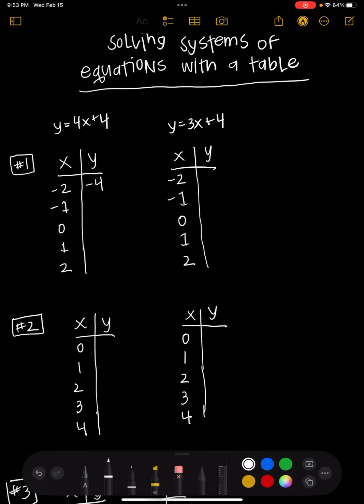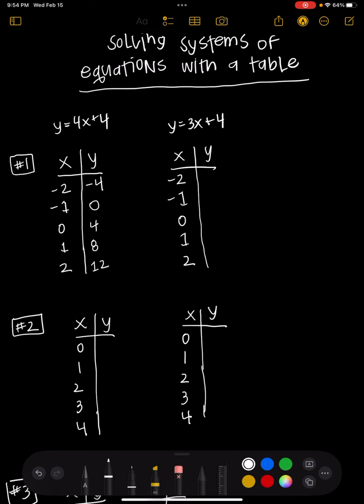Now I'm going to do it with negative 1. So 4 times negative 1 plus 4 gives me 0. Now I'm going to do it with 0. 4 times 0 plus 4 would give me 4. Now we'll do it with 1. 4 times 1 plus 4 gives me 8. And then 4 times 2 plus 4 gives me 12. Okay, so that's the first table. We've got it all filled out.